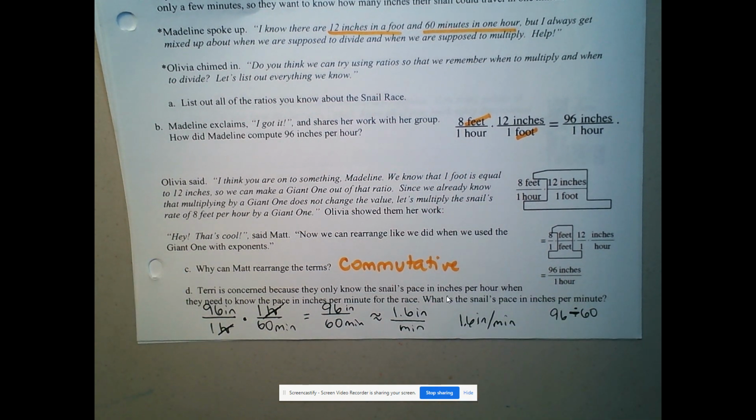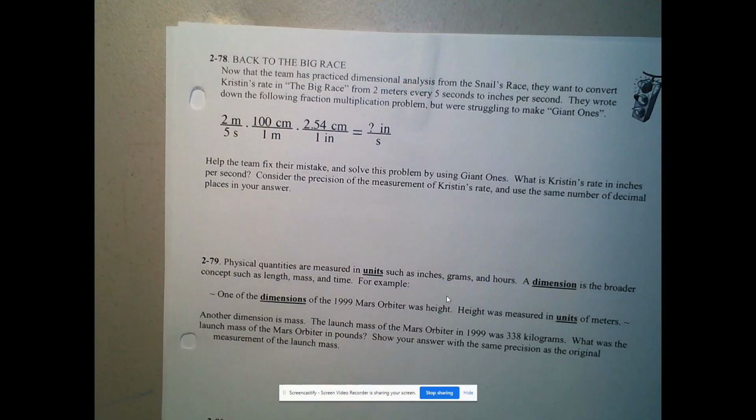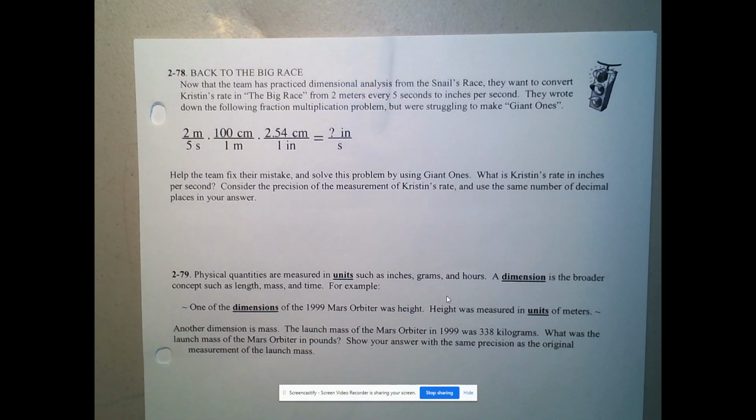All right. So we're going to go on to the back, which is, obviously more of the dimensional analysis. And here we go. Back to the big race. Now that the team has practiced dimensional analysis from the snail's race, they want to convert Kristen's rate in the big race from 2 meters every 5 seconds to inches per second. They wrote down the following fraction multiplication problem, but we're struggling to make giant 1s.